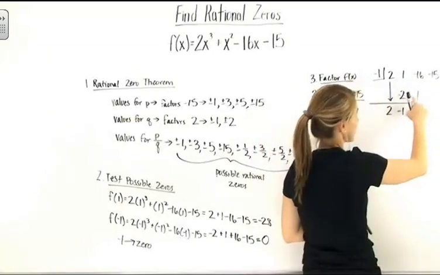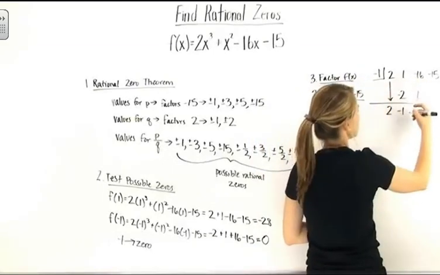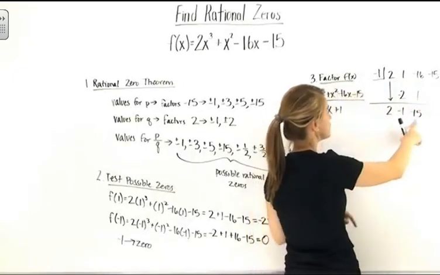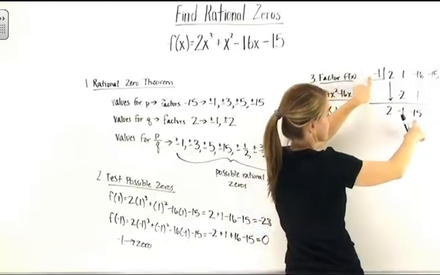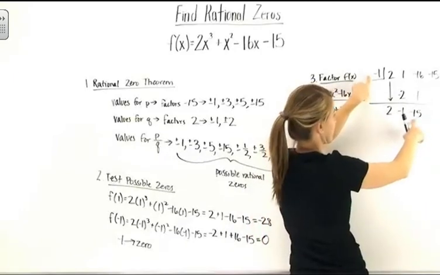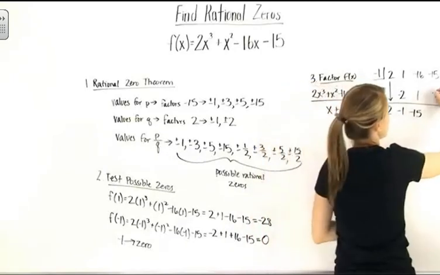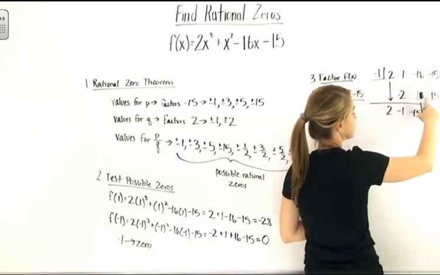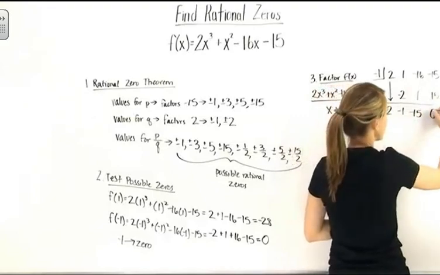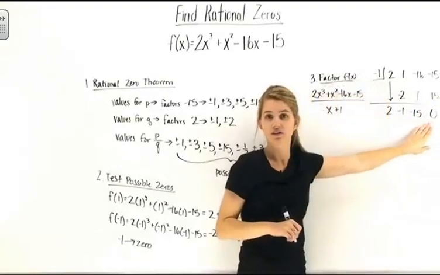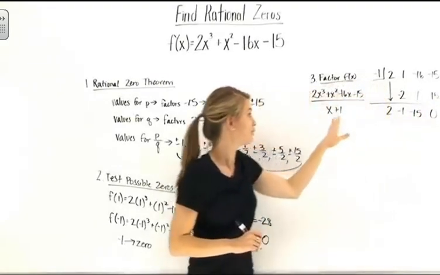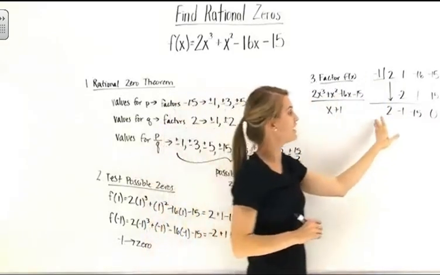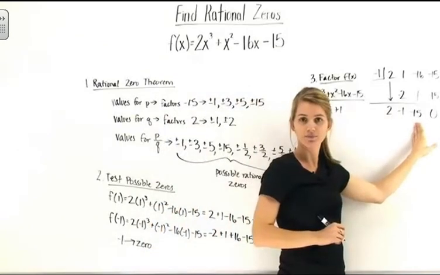We add these two together, so negative 16 plus 1, and we write that right here, negative 15. We take negative 15 and we multiply it by the number in the box. So we get negative 15 times negative 1. That's positive 15. We write it right here. We add these two together. Negative 15 plus 15 is 0, and we write it right here. That's our remainder. We expected a remainder of 0 since we know that x plus 1 is a factor of our function.